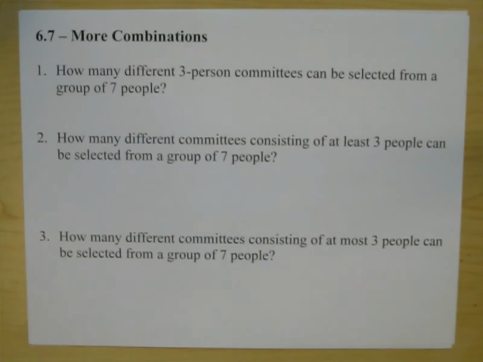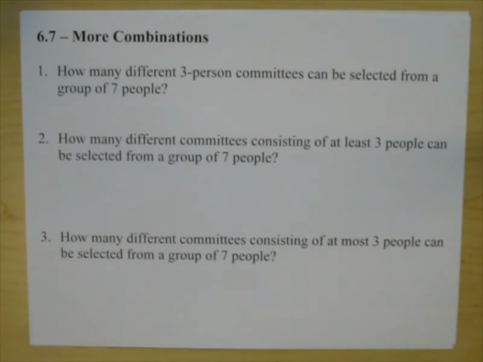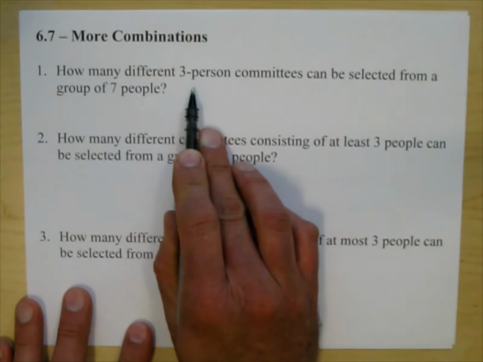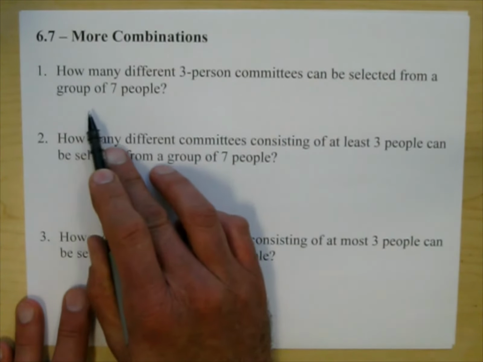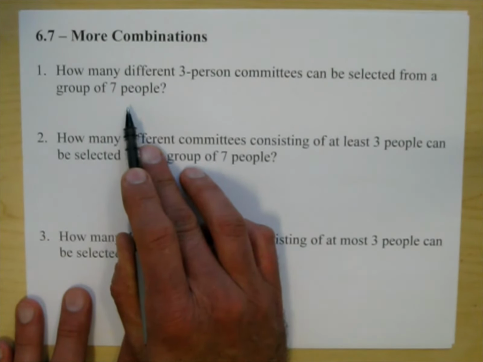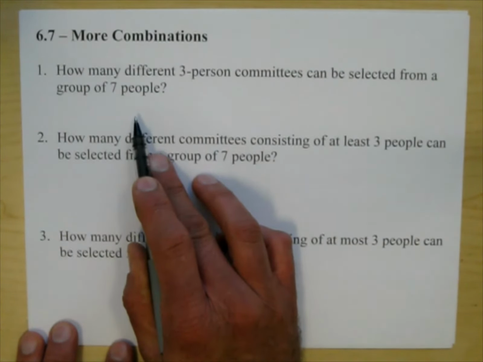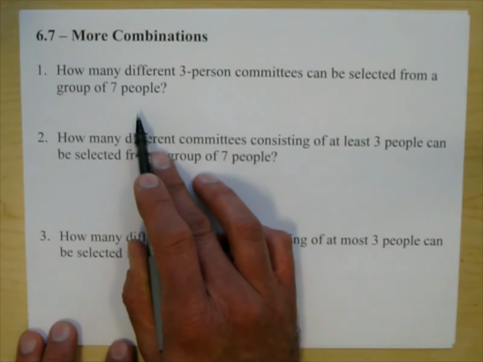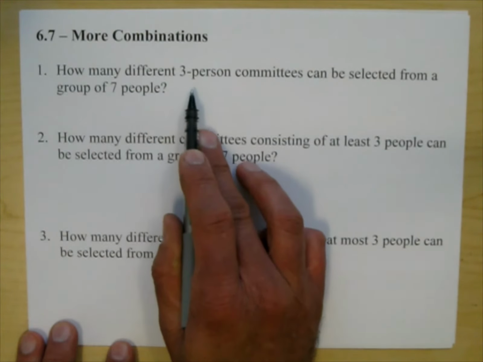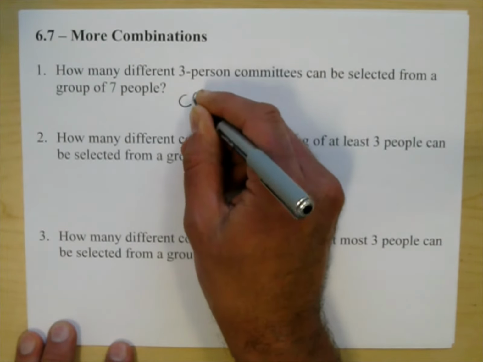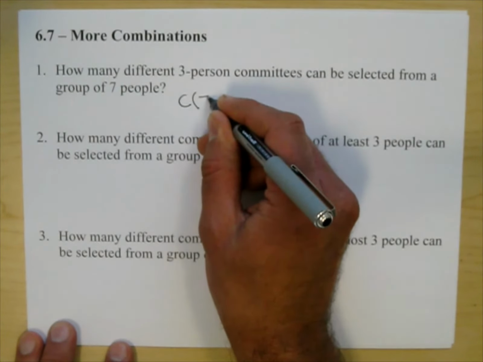More combinations. So make sure you get your Pascal's triangle ready. We're going to see what we can do on this. How many different three-person committees can be selected from a group of 7 people? Okay, so we can draw the 7 X's, circle 3 of them, and see that really there's not different labels when I'm circling them. It's just a 3-person committee. So this is just a basic combination. This is going to be 7 choose 3.